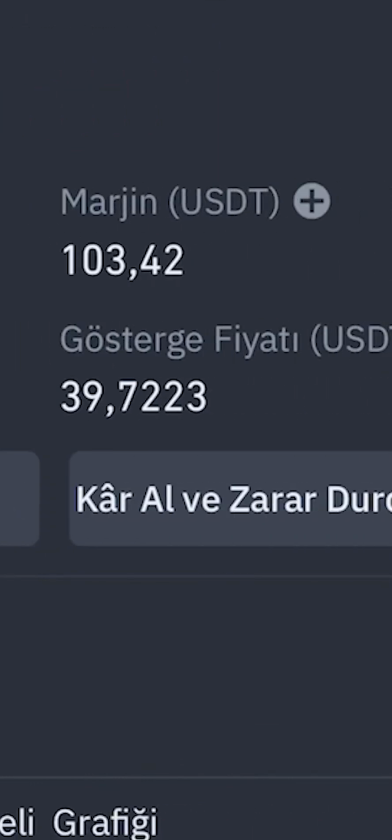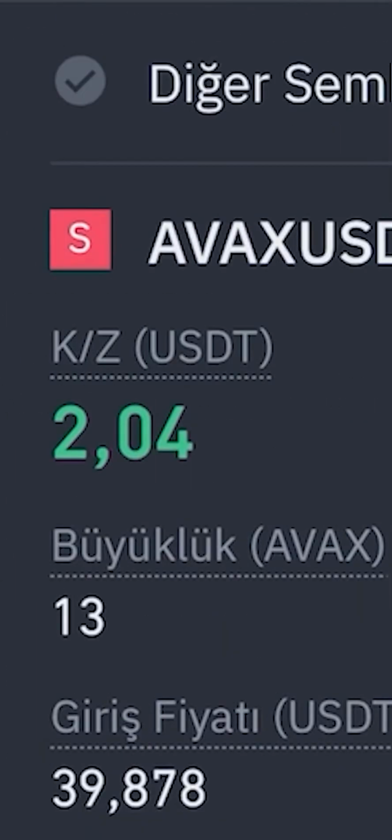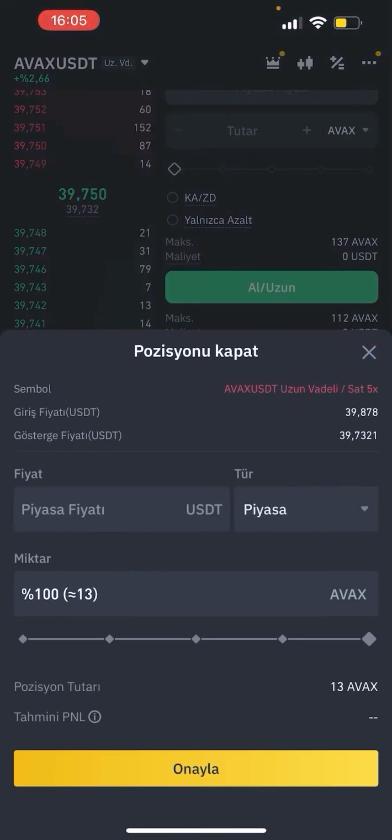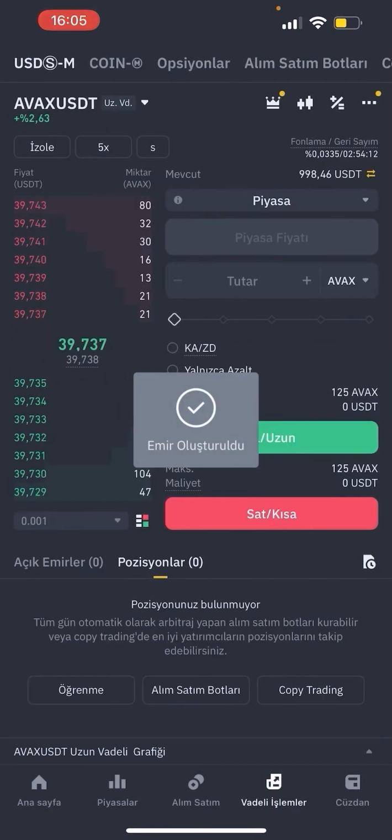Look, right now I entered the position at $39.87. Since the position is at $39.72, I am $2 in profit. That is the logic of this. I'm closing this position profitably, friends.